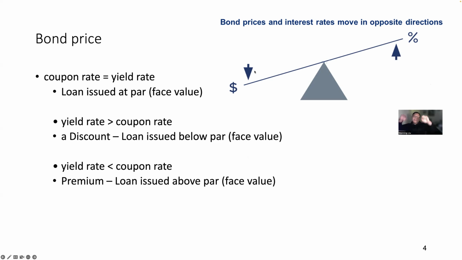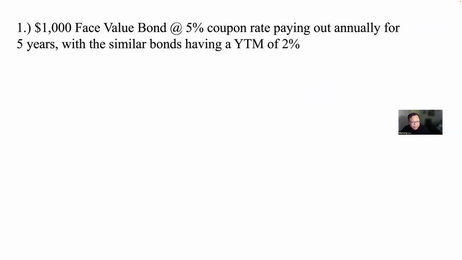If the yield rate goes up, the market will go down. If the market rates go down, the bond price will go up. So that's something interesting for you to remember. With this, let's go through some examples.